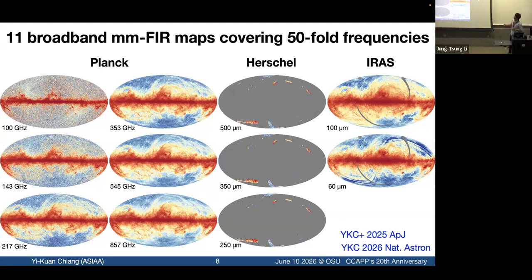There are 11 maps from Planck, Herschel, and IRAS. Planck and IRAS are full sky, and Herschel is about 1,000 square degrees. Together, these 11 maps cover a factor of 50 in frequency range from far infrared to millimeter. And that covers both the CIB and the spectral lines that I'm interested in.